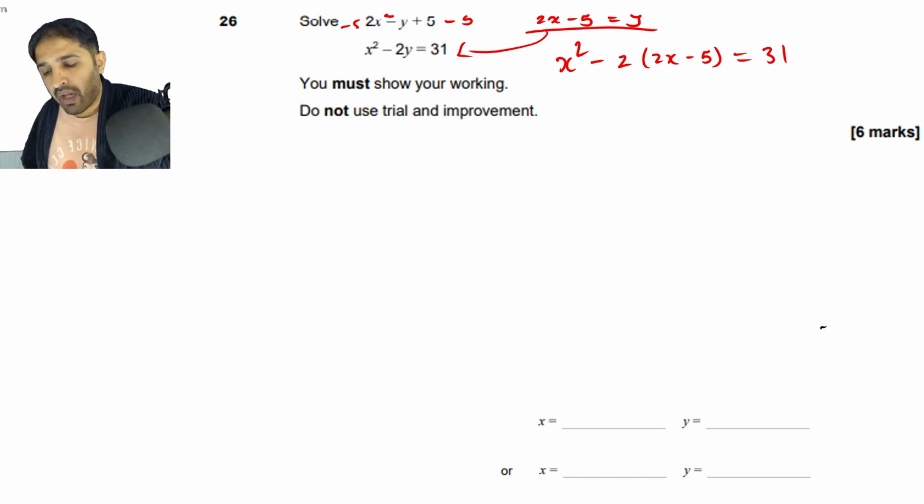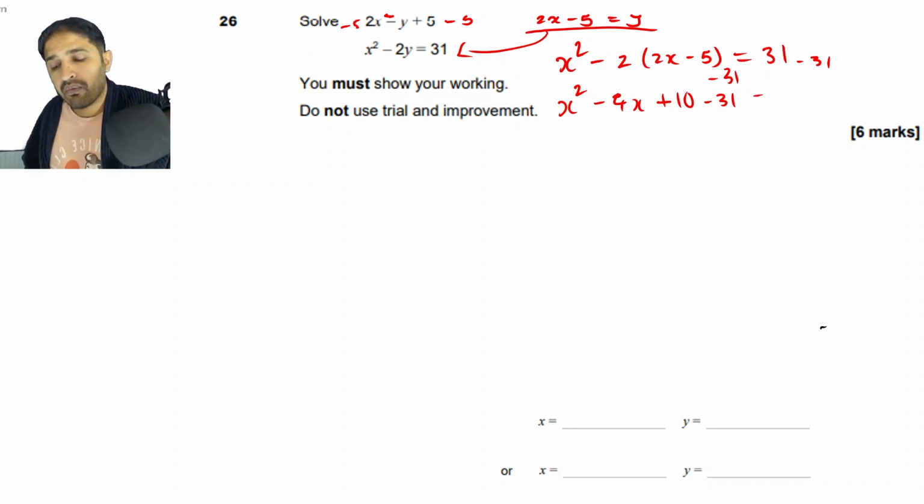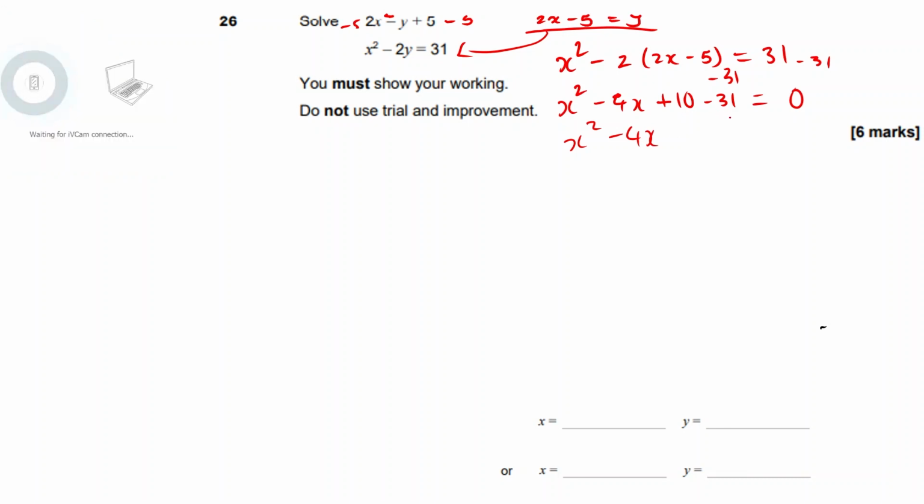I can take the 31 across by taking away 31 from both sides. So I get x squared, then negative 2 times 2x, which is negative 4x. And then the negative 2 times negative 5 is positive 10. And then I take away 31 from both sides, so I'll have that negative 31 there as well, because that's taking away 31, and that will give you 0. Now I can add them together. So I get x squared minus 4x, positive 10, and negative 31 gives you negative 21, which is equal to 0.